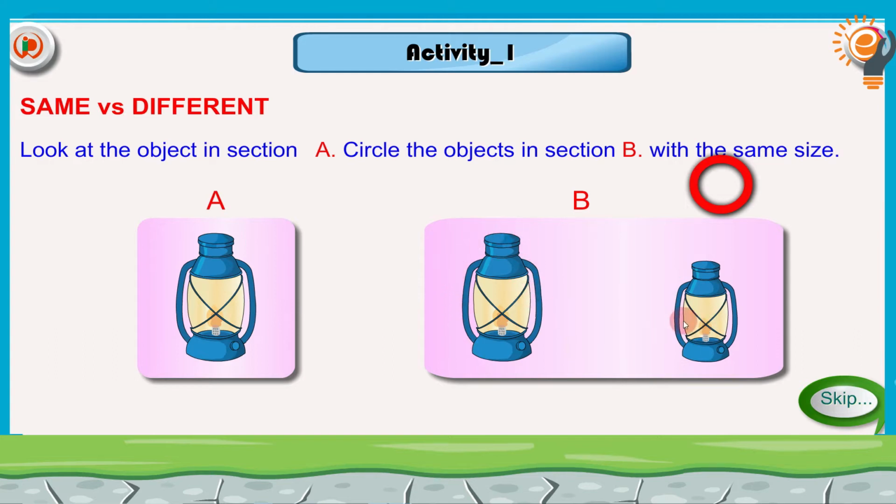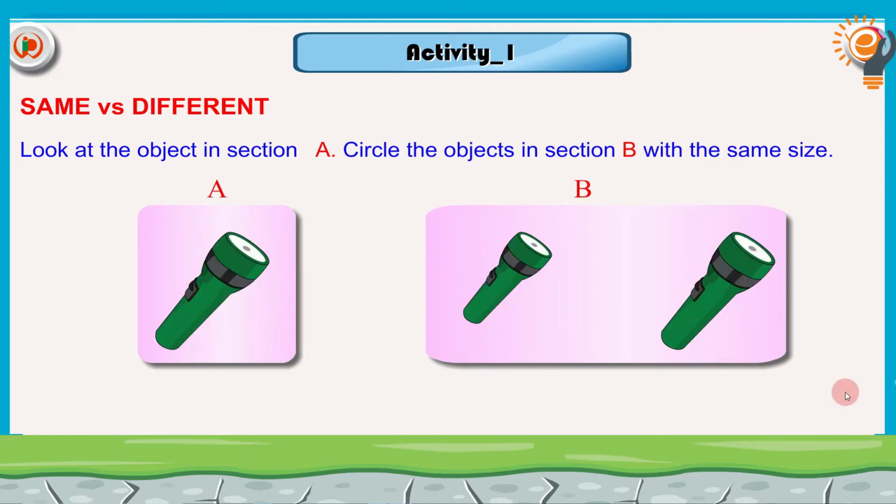This is small, meaning this is different from this. This is same as this. So we have to circle the same object in section B. So we will circle this object here like this. Now this is same as this one. This is different from this one. Same. Now see, same versus different.